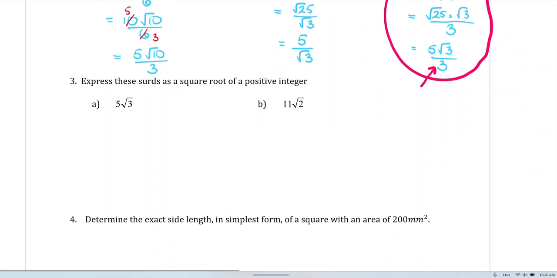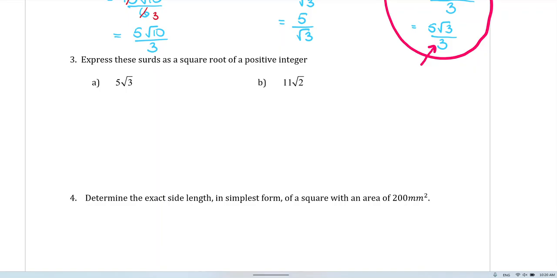Moving on to question 3. Express these surds as a square root of a positive integer. What that means is I want to reverse the simplification process so that I put whatever's at the front here back underneath the surd. I want it all written as one square root sign with nothing else out the front. So to do that, I'm kind of doing the opposite thing. The whole number 5, I want to turn it into a surd. So I could say that 5 is the same as square root of 25.